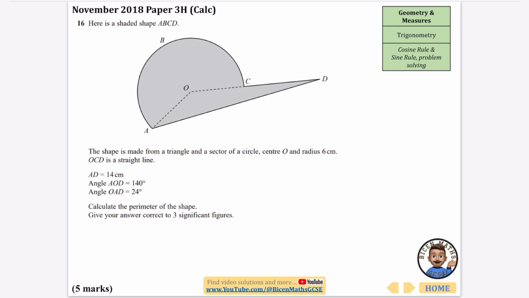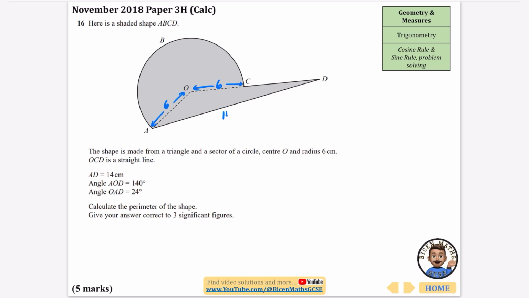Okay, this one is weird because we're blending it together with some sort of sector of a circle. So we just want to read through and make sure we add everything into the diagram, because this one they haven't labelled a ton of stuff. The shape is made from a triangle and a sector of a circle, centre O and radius 6. Okay, so that immediately is telling me that this is 6, and between O and C, that is equal to 6 as well.